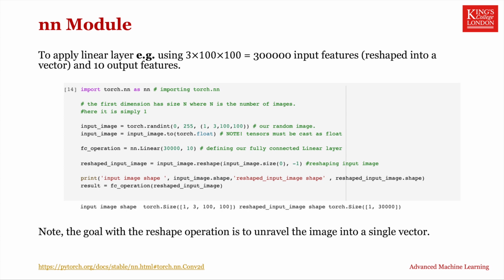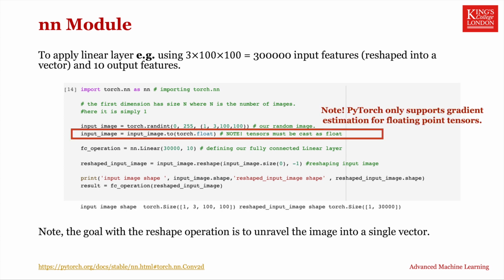Our number of input features is then equal to the total number of elements of our data, which is 3 times 100 times 100, and we choose output features as 10 neurons. Also, importantly, our tensors must be cast as float, as PyTorch only supports gradient estimation for floating point tensors. Please run this in a notebook and check that you're comfortable with how it works.